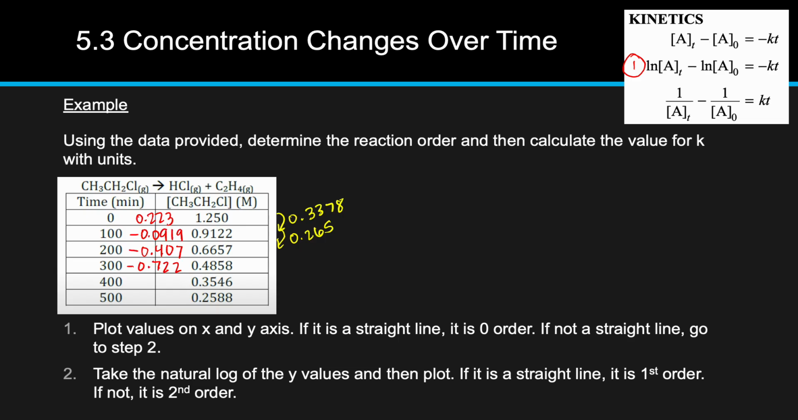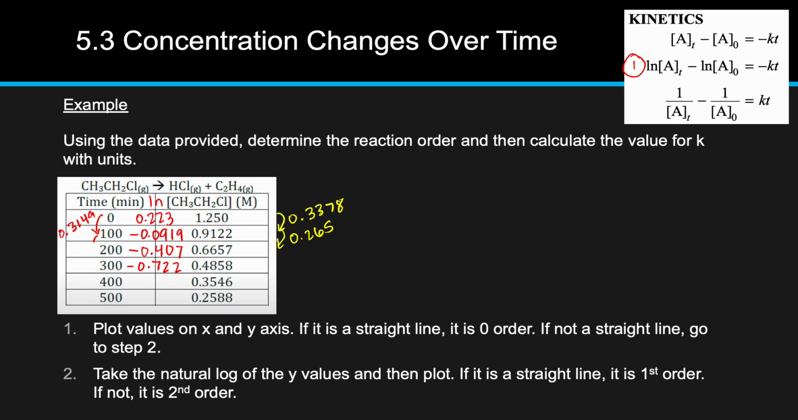So I took the natural log of my first 4 values and I got 0.223, negative 0.0919, negative 0.407, and negative 0.722.